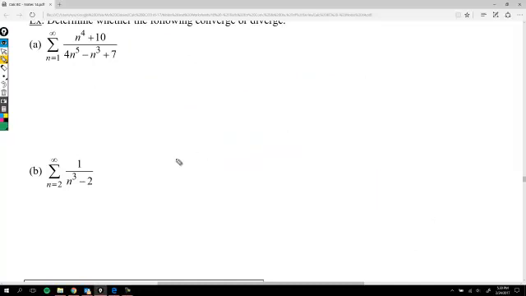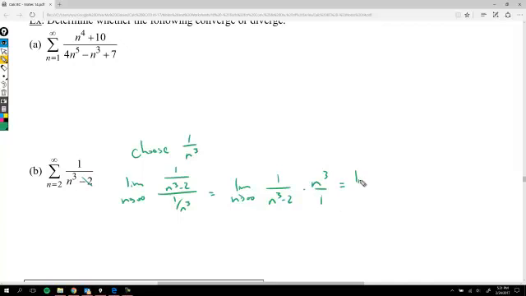Again, the goal here is to get a solid answer. So here again, I take my given function, I get rid of all the extra stuff, and I'm just left with 1 over n cubed. So I'm going to choose 1 over n cubed. Same process: I take the limit as n approaches infinity of 1 over n cubed minus 2, divided by 1 over n cubed. So you end up multiplying. You end up with the limit as n approaches infinity of n cubed over n cubed minus 2, which is equal to 1. Again, I got a solid answer here. I did not get infinity, so I know that these functions are going to behave the same.